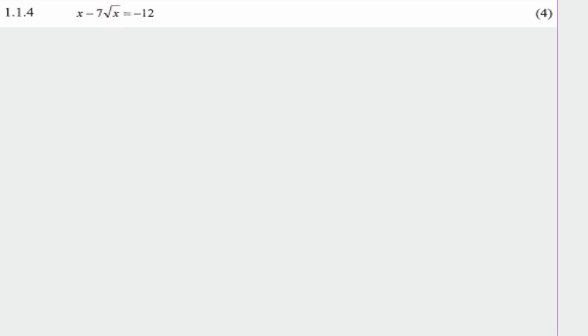So now what we're going to do is transpose negative 7 square root of x to this side, and we're also going to take negative 12 and transpose it to this side. So we're going to have x plus 12. Remember, when you transpose negative 12 to the other side, it changes the sign. It's going to be positive 12. And when you transpose negative 7 to the other side, it's going to be positive 7 square root of x.